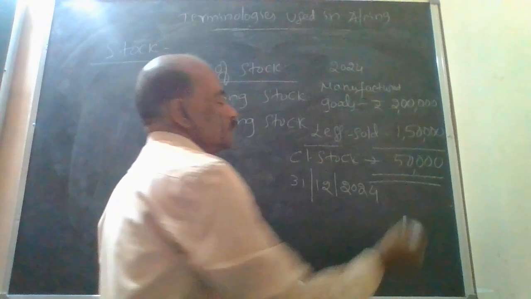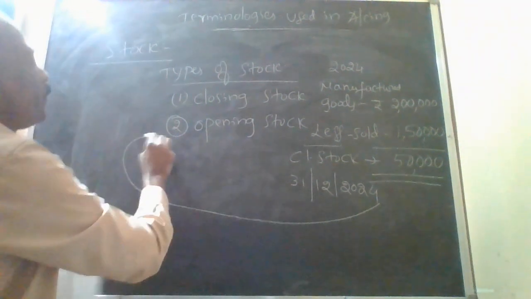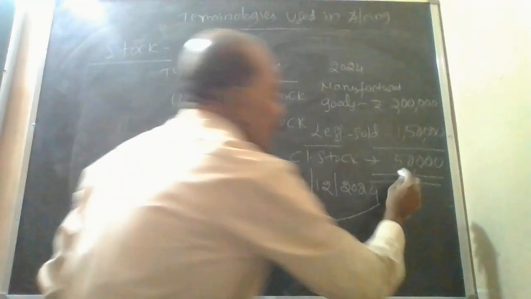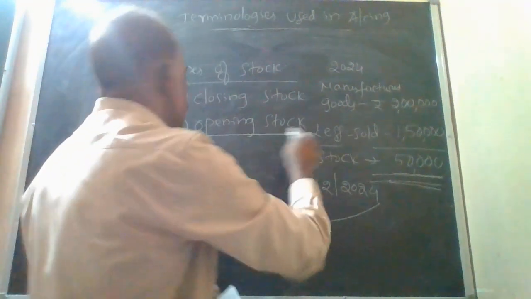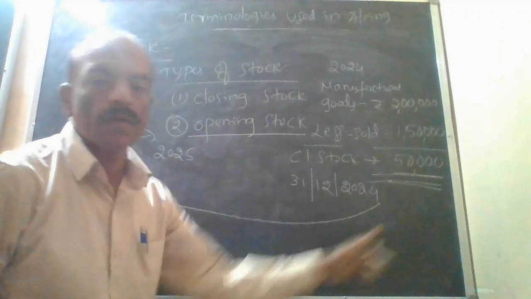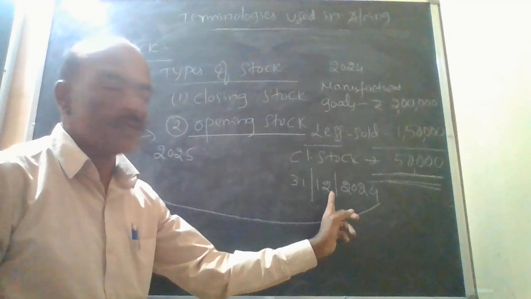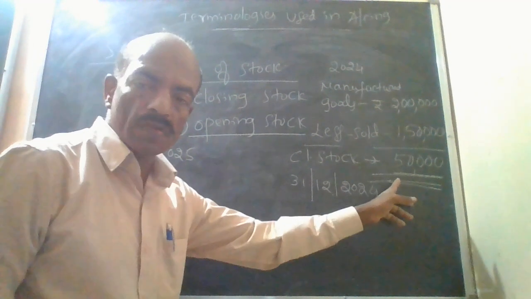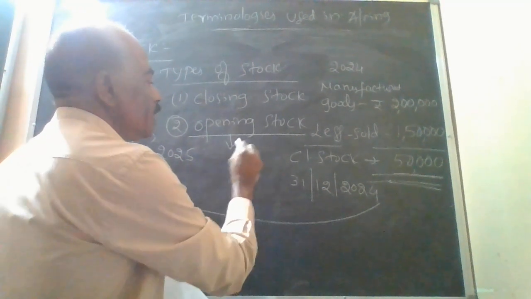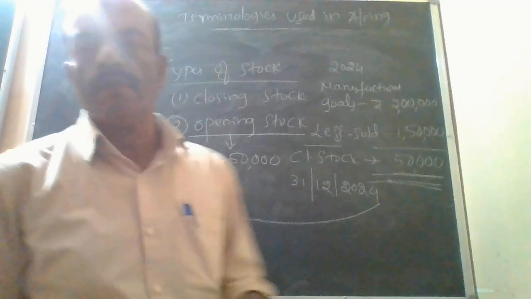What is the opening stock? Last year's closing stock will become the opening stock. So in 2025, the same value of 50,000 will become the opening stock for the year 2025. In this case, the closing stock on 31st December 2024 is 50,000, which will become the opening stock of rupees 50,000 for the year 2025.